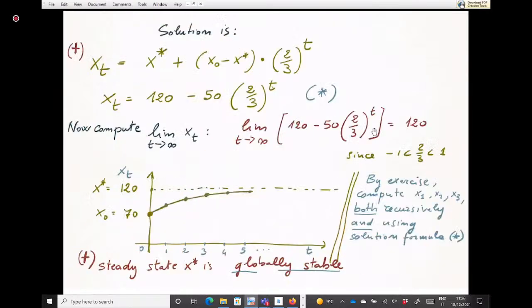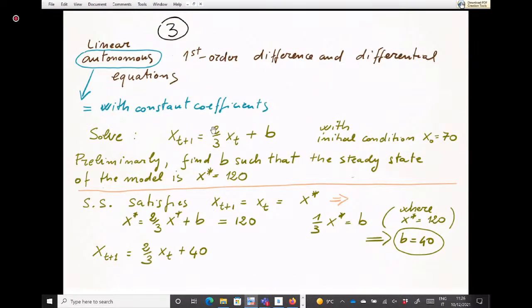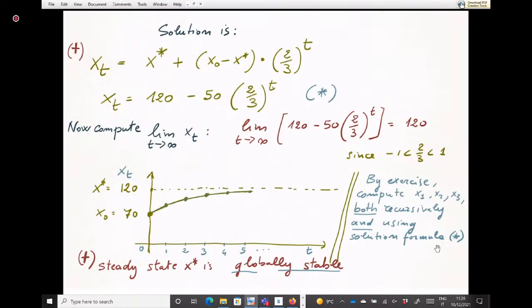Now, as an exercise, compute x_1, x_2, x_3, both using the recursive equation, which is this one, where you put b equal to 40. So you start with x_0, which is 70, then you compute x_1, then you compute x_2 starting from x_1, and so on and so forth. And also using the solution formula, which is this one. Of course, these are two different types of computation that must match, okay? They must provide the same result.